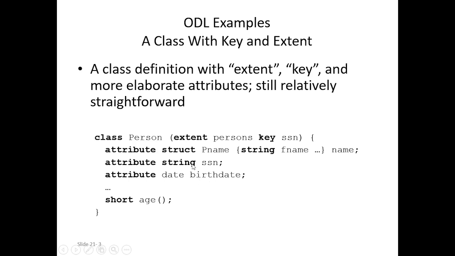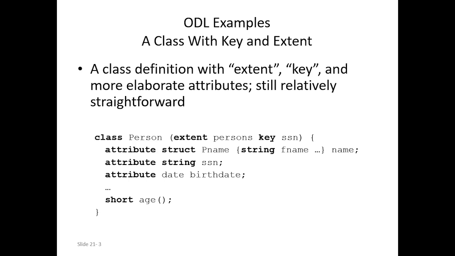So let's see one example, that is a class with key and extent, and a class definition with extent and key and more elaborate attributes. Still this is relatively straightforward, and this is one possible set of ODL class definitions for this university database. In general, there may be several possible mappings from an object schema diagram or an ER diagram to ODL classes.